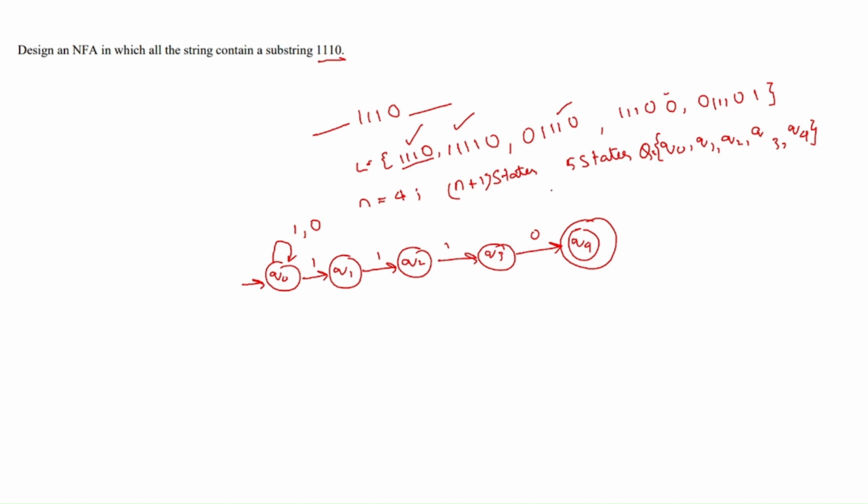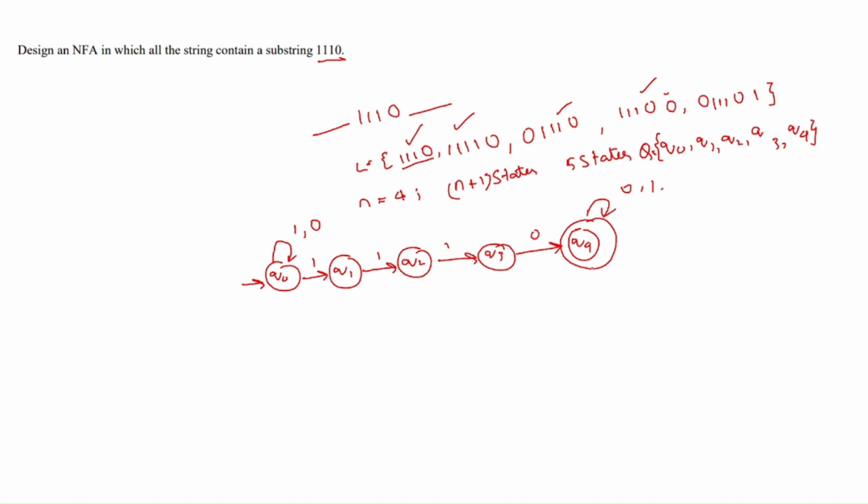What if we have 1110 and ending with 0? We'll put a self loop for this, saying if it got a 0, do it. So done. And what if it's ending with 1? 1110 and also 0 and also a 1. So this NFA diagram accepts all the strings which have 1110 as a substring.